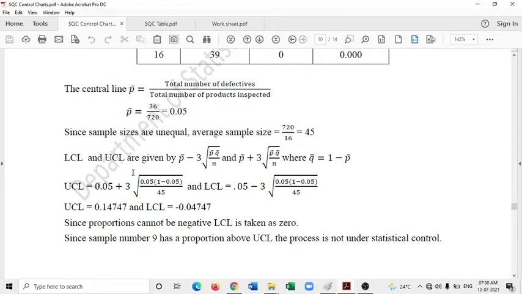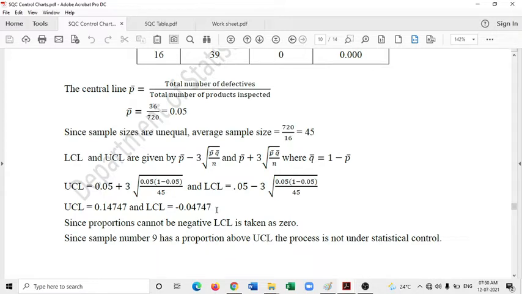So these are the control lines, p bar minus 3 root of p bar q bar by n and p bar plus 3 root of p bar q bar by n. Substituting all these values, we get UCL equal to 0.14747 and LCL is minus 0.4747.